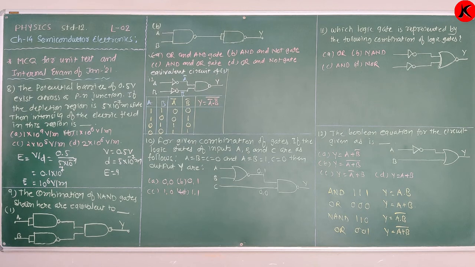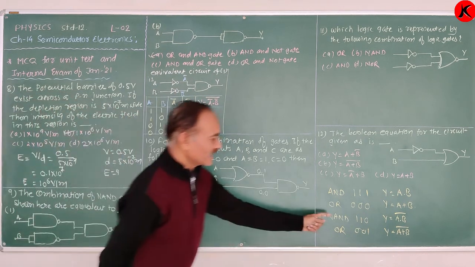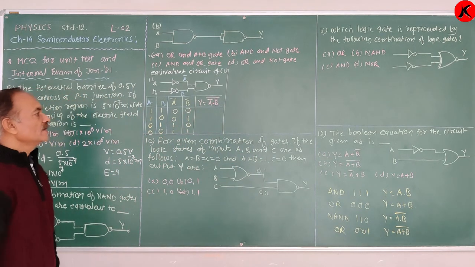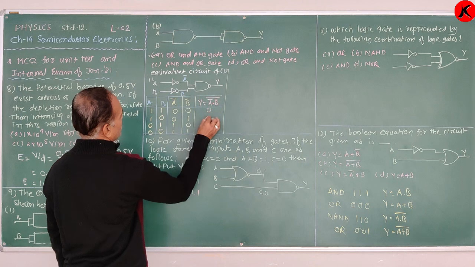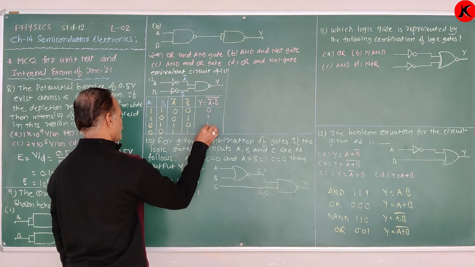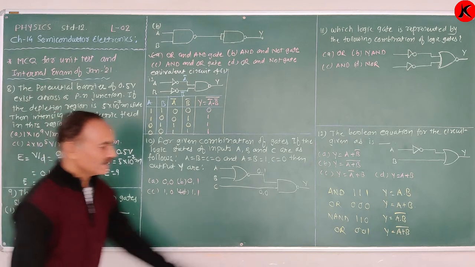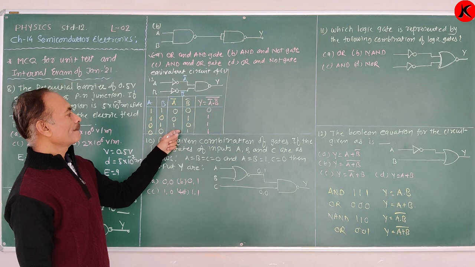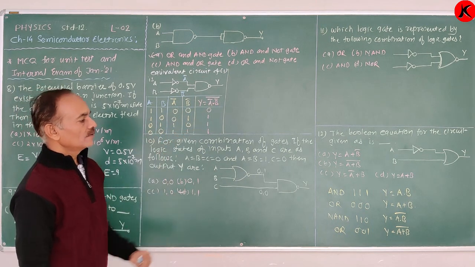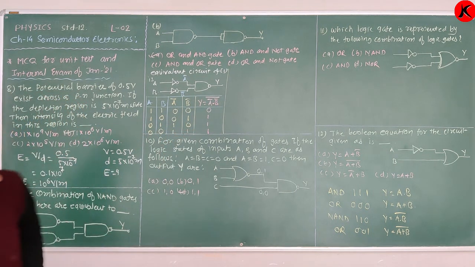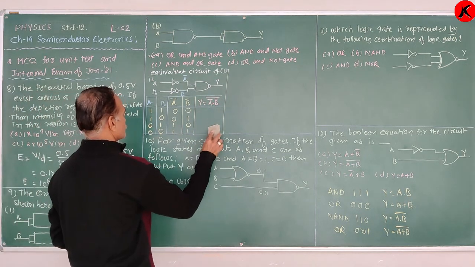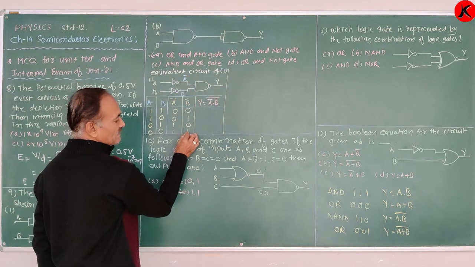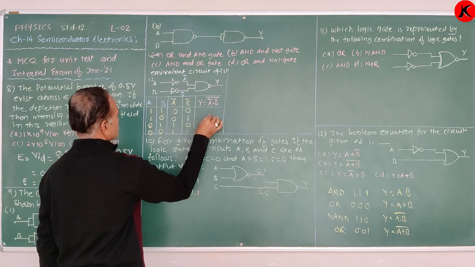Okay. What is the characteristic of a NAND gate? If both inputs are 1, at that time the output is 0, otherwise 1. Both inputs of the NAND gate are A bar and B bar. When A bar and B bar are both 1, the output is 0, otherwise 1.